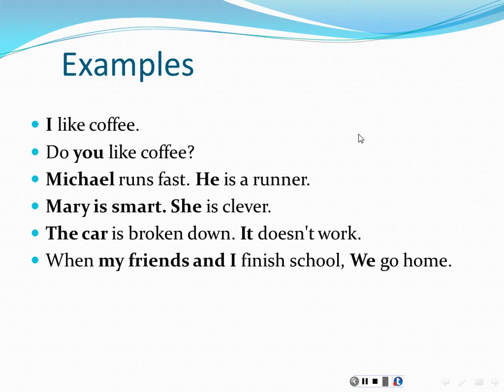The next example, when my friends and I finish school, we go home. So I'm talking about my friends and I. I'm talking about one group. So this is first person. أتكلم عن مجموعة من الناس. So this is المتكلم. نستخدم ضمير المتكلم. When my friends and I finish school, we نحن go home. نذهب إلى المنزل. So this is first person but plural, جمع. Because my friends maybe two, maybe three, four, five, and I, so a group of people, so it's plural.